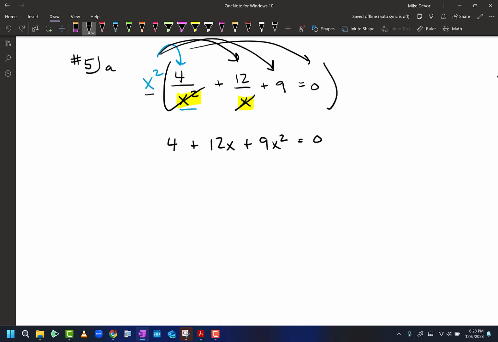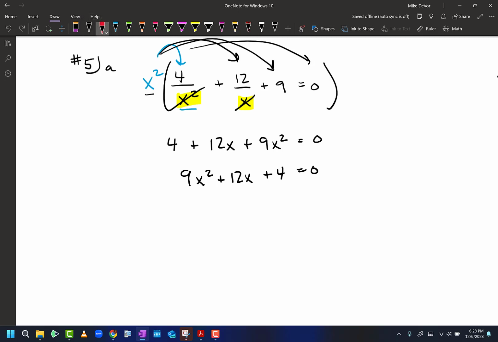So now we just have a pretty basic quadratic equation. I'm going to rewrite it like this in descending order. So now we just solve this. Hopefully you know how to factor and solve this, because this is factorable.